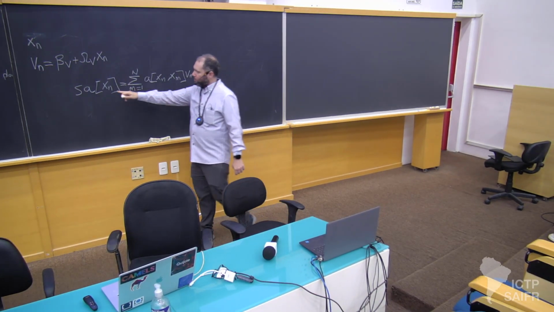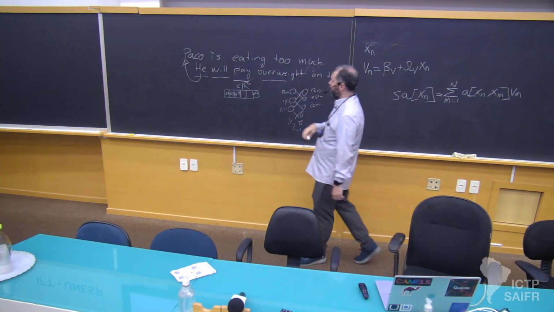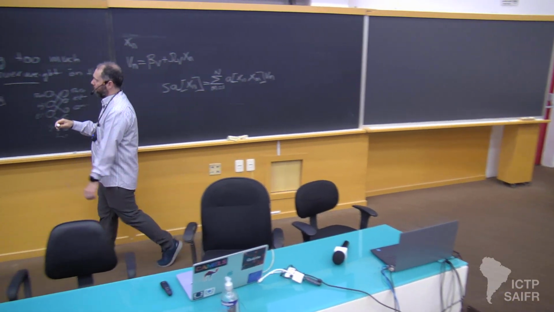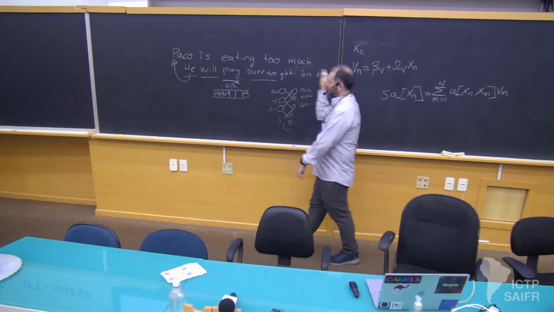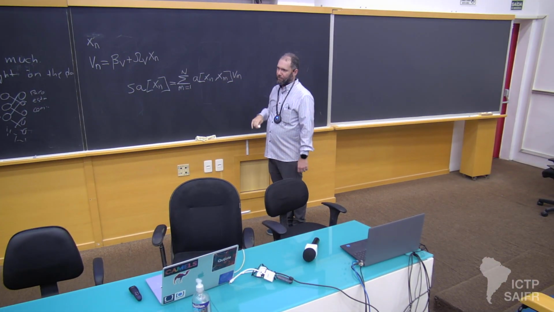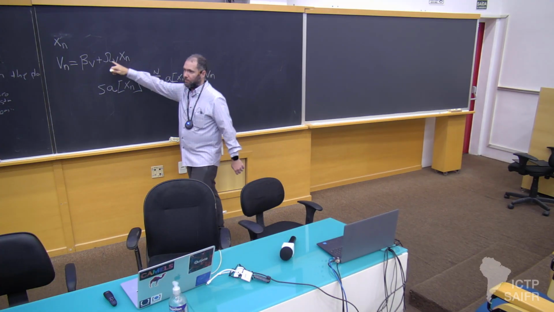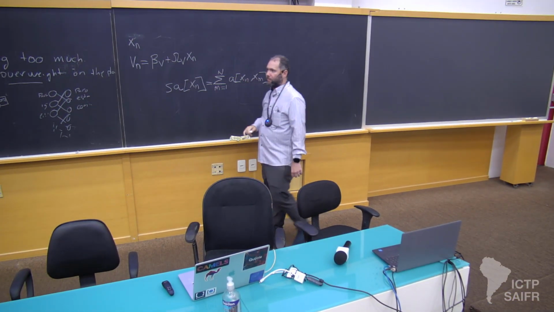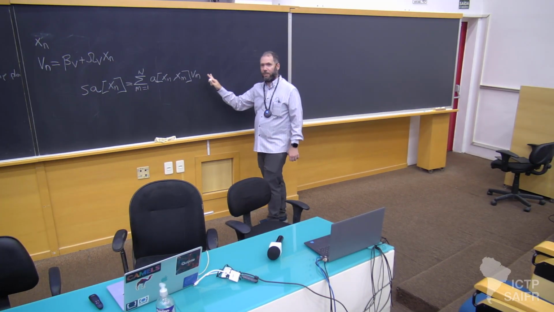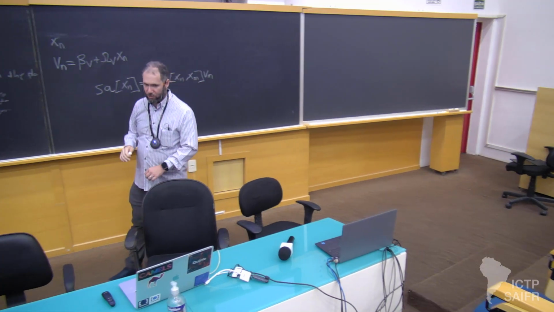I want to compute the self-attention of this word, of "he". Okay? So what I'm going to do is a sum over all the words. So I'm going through "Paco is eating too much, blah, blah, blah", all the words. And I'm going to compute this thing, which I'll define later, and then I'm going to multiply by the value, by this. Any questions so far? Because this is very important. Let me define what this function is.